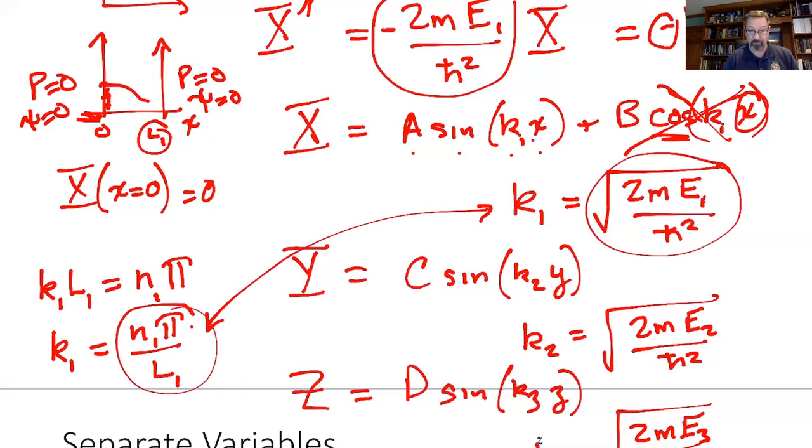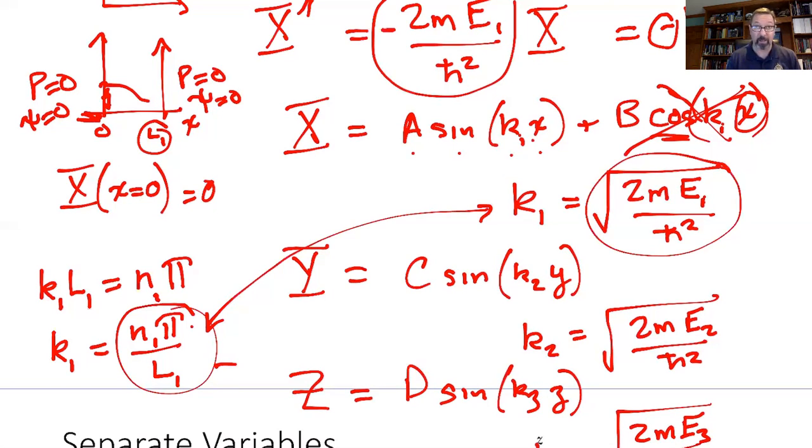One, because it just came out of Schrodinger's wave equation. And the second thing over here on the left, because it allowed us to meet the boundary condition that there's no chance the particle can be outside the well. So at x equal to L1, the wave function must be 0.